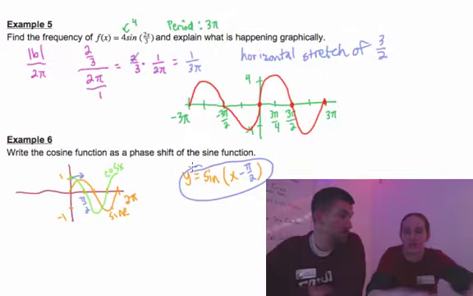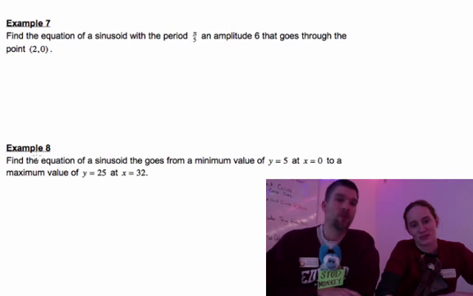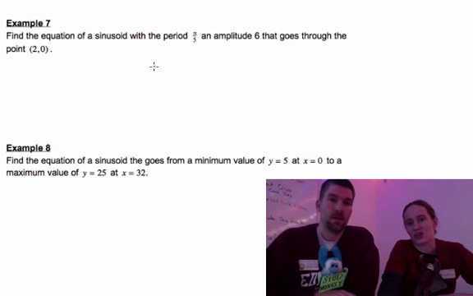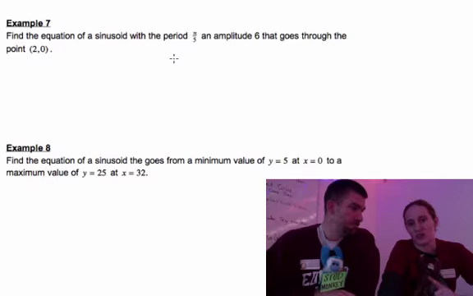Example 7. We're going to find the equation of a sinusoid. Remember, that's a sine curve. With the period of pi over 5, an amplitude of 6, and it goes to the point (2, 0). Okay, so let's think about what we know. We know that the amplitude is 6. That's our A.